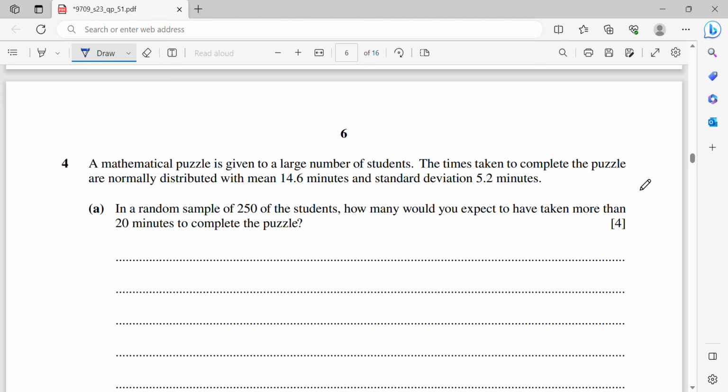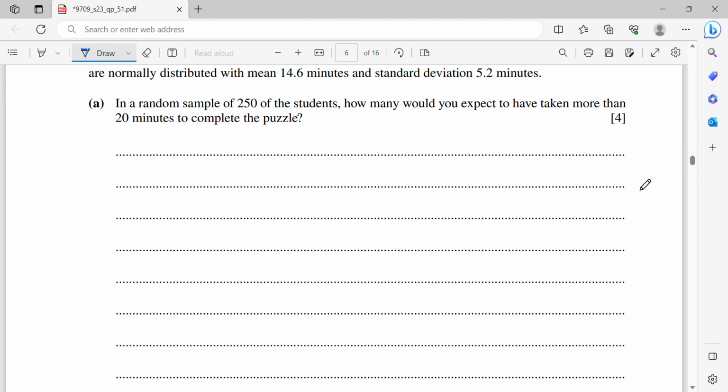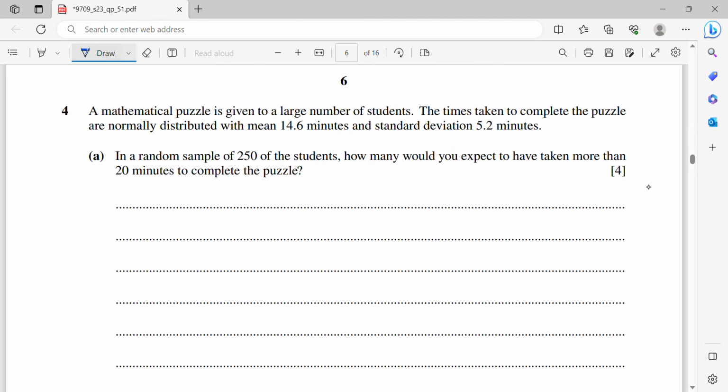Okay, now question 4. A mathematical puzzle is given to a large number of students. The times taken to complete the puzzle are normally distributed with mean 14.6 minutes and standard deviation 5.2 minutes. Now in a random sample of 250 of the students, how many would you expect to have taken more than 20 minutes to complete the puzzle?